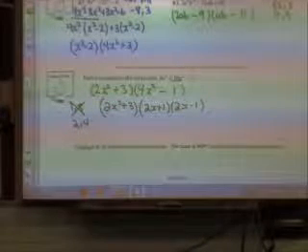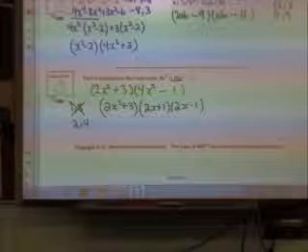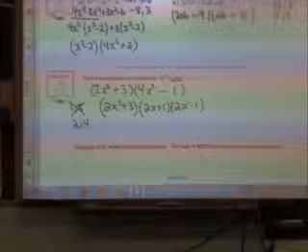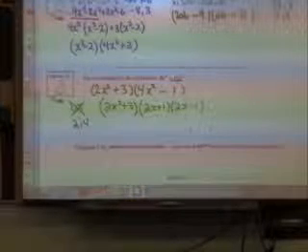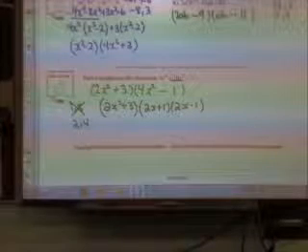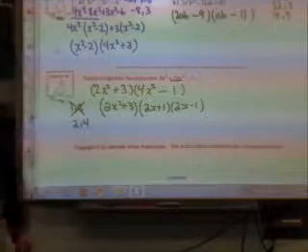So when it asks you to factor completely, it means you have to look at the terms that you end up with and determine, could I factor it more? Okay, let's take a look at class example number 4 and tell me what you see.